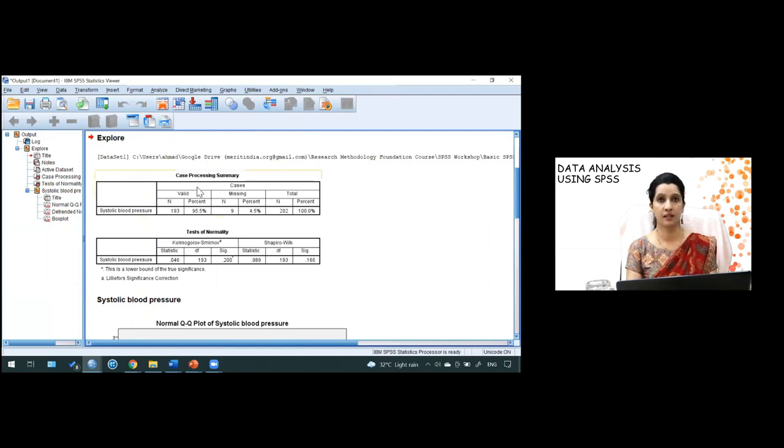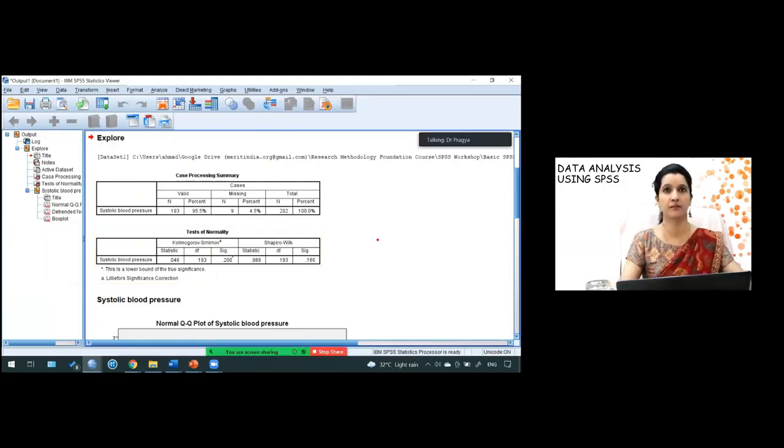You can see there are 193 total cases, then the tests of normality. What is the value of this Shapiro-Wilk, what is the significance value? It is 0.166. We discussed that we don't want this value to be significant. We want the p-value to be more than 0.05, and this is more than 0.05. So the data is normally distributed.